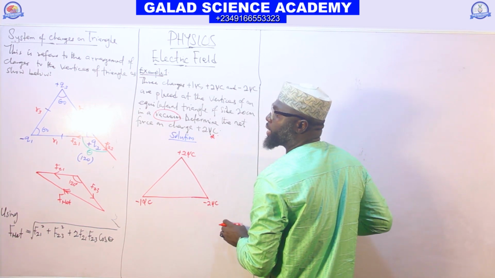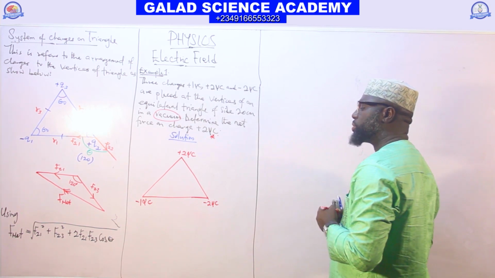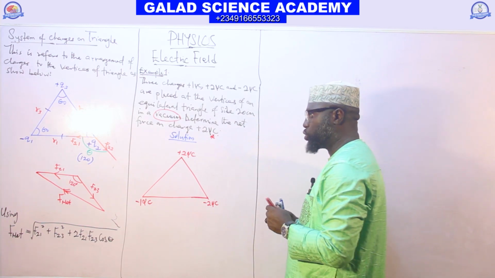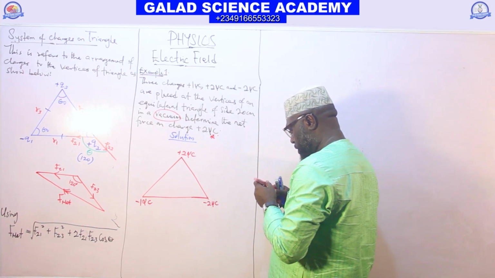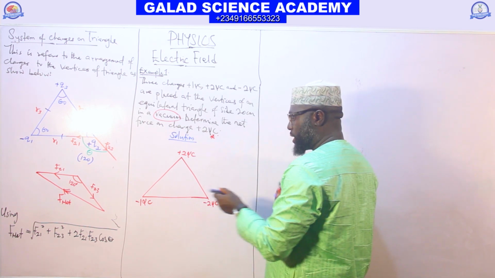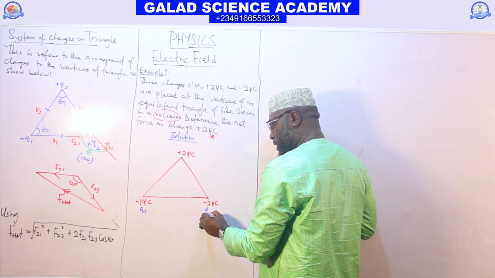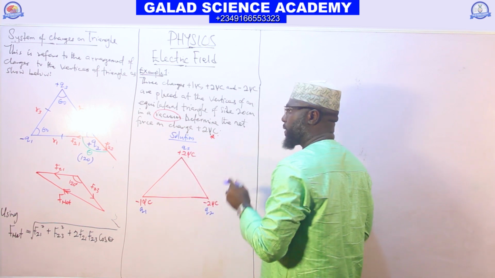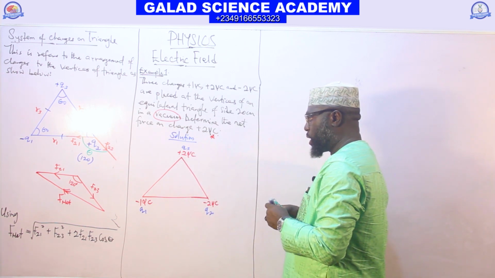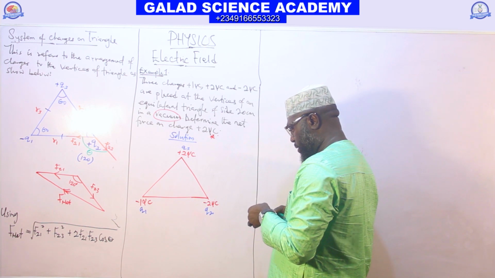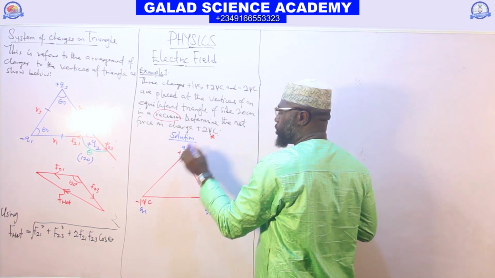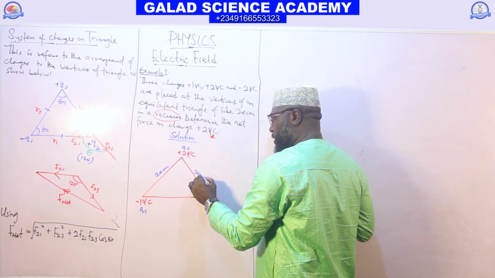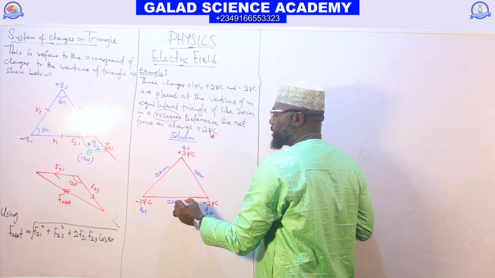So we are now asked to find the charge on the plus 2. So let me name them: we have Q1, Q2, Q3. What is the distance between them? 20 centimeter, 20 centimeter, 20 centimeter.